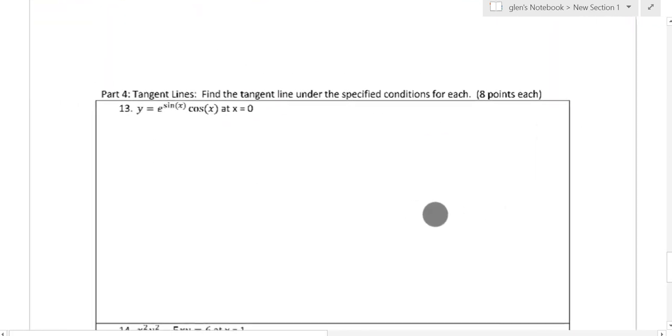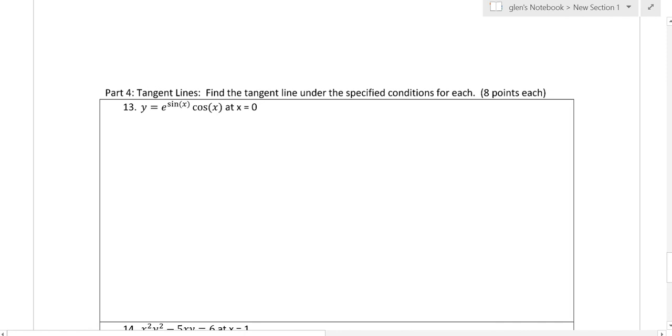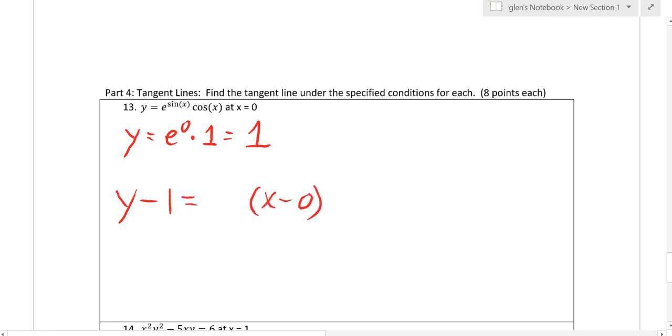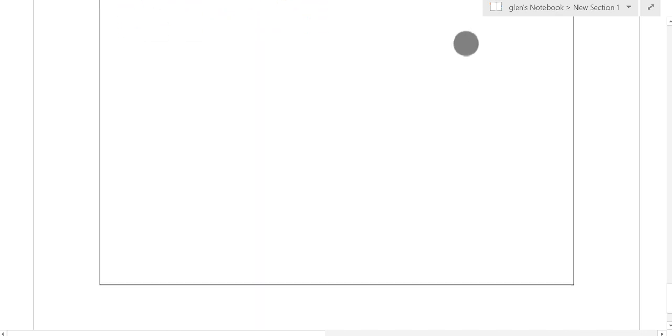Tangent lines. We want to find the tangent line when x is 0. First thing I'm going to do is plug in 0 and find out what y is. If you plug in 0, you get e to the 0 times cosine of 0, which is 1, and e to the 0 is 1, so this just equals 1. So right away, I know my tangent line is y minus 1 equals something, x minus 0. Okay?